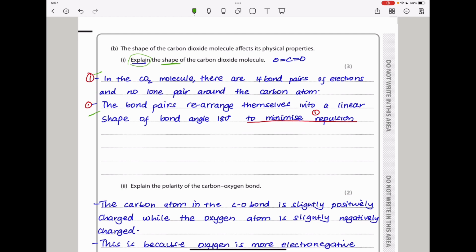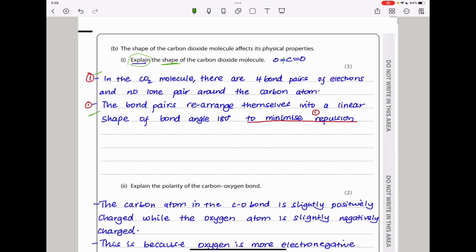So for me, I said in the carbon dioxide molecule, there are 4 bond pairs. You can see 1, 2, 3, 4. So there are 4 bond pairs of electrons and no lone pair around the carbon atom. The bond pairs rearrange themselves into a linear shape of bond angle 180 to minimize repulsion.